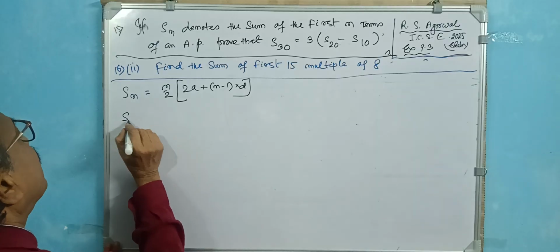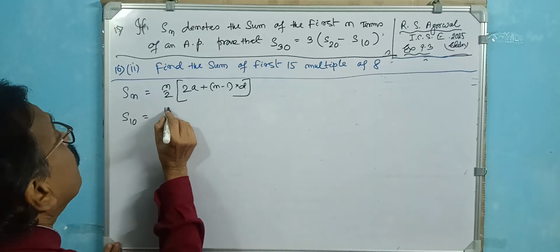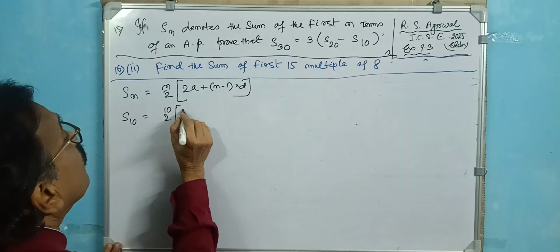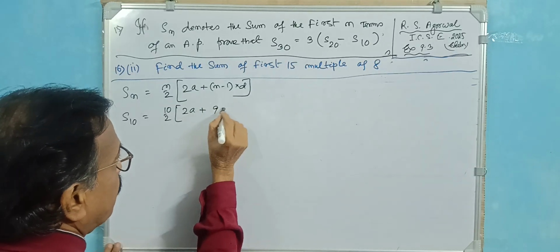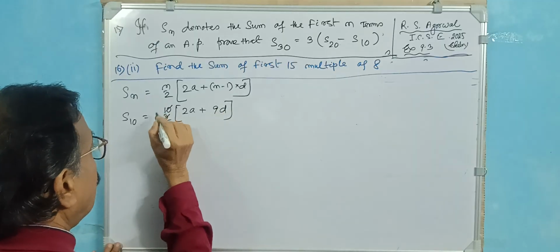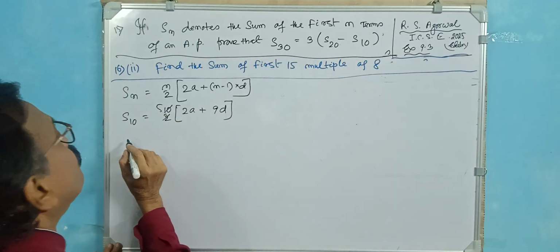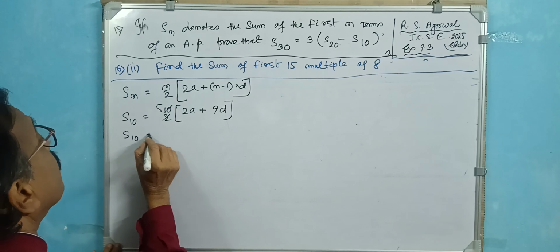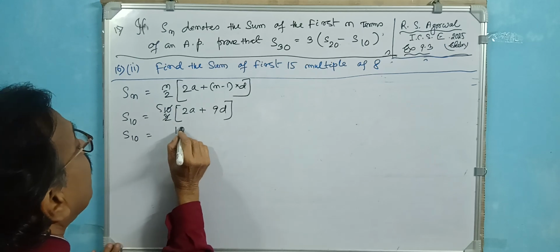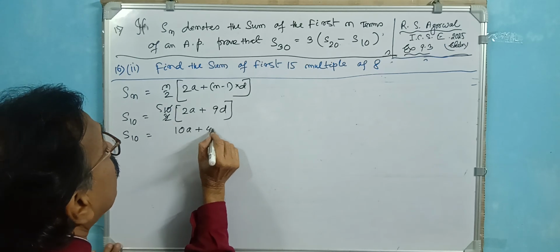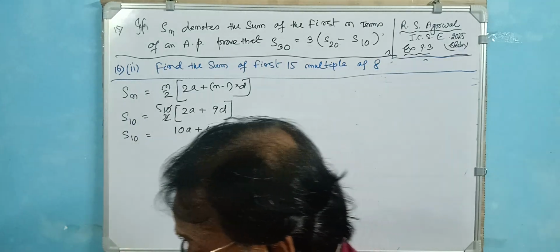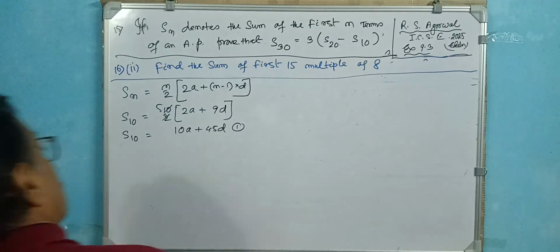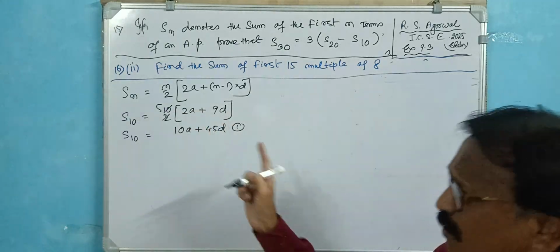Now what is the value of S10? S10 is 10 by 2 bracket twice a plus 9d, since 10 minus 1 is 9. So this is 5 times 2a plus 9d, so S10 is 10a plus 45d. This is equation number 1.